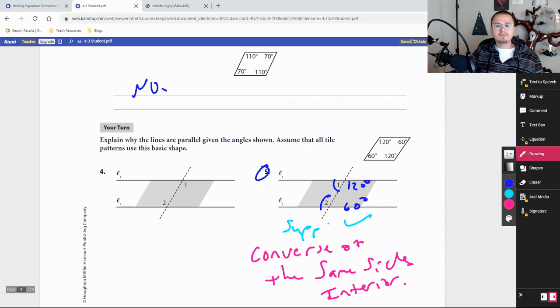For this one, I might as well give it to you. These are both 120, right? Alternate interior angles is where you want to go with that one.